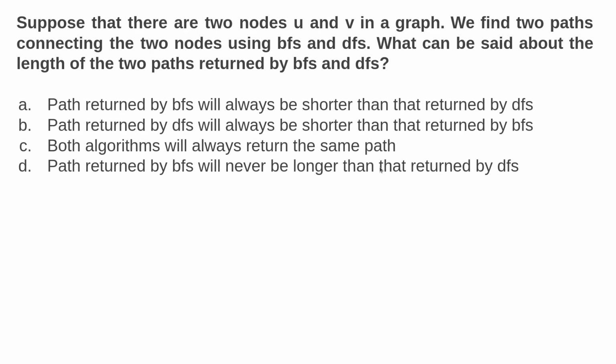Now coming to the next question. Suppose that there are two nodes U and B in a graph. We find two paths connecting the two nodes using BFS and DFS. So we do the BFS and DFS. The first path is P1, the second path is P2. P1 is found by BFS and P2 is found by DFS. Now it's asking what can be said about the lengths of these two paths, P1 and P2.